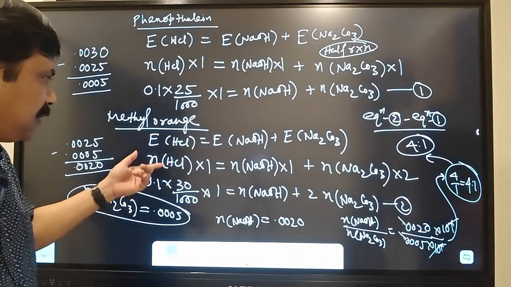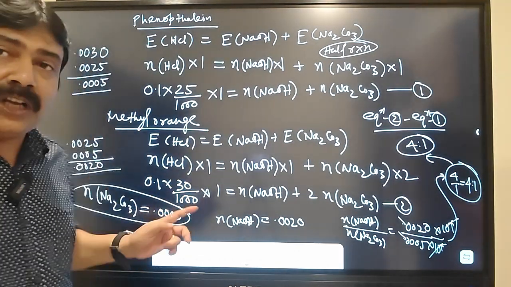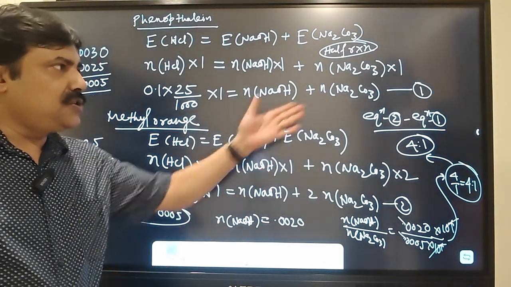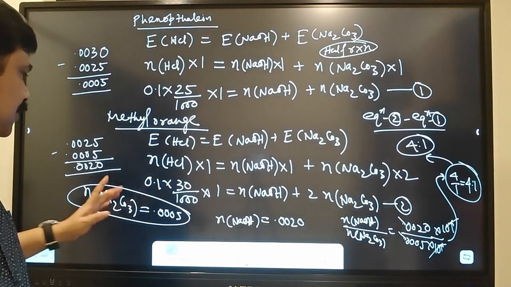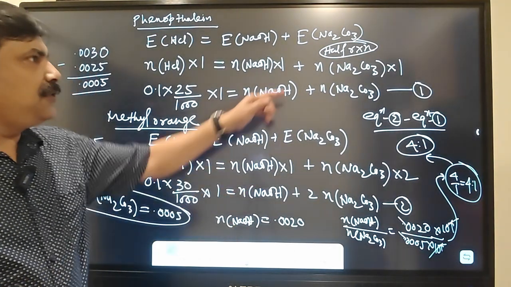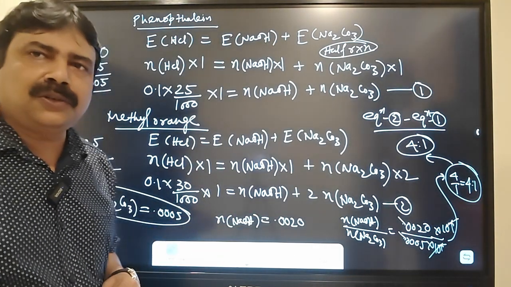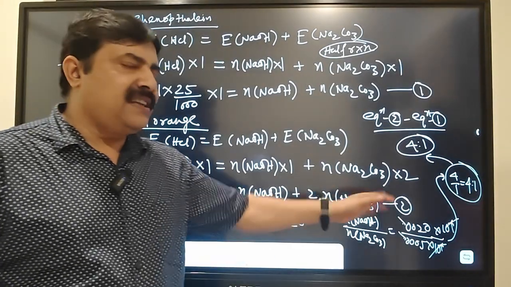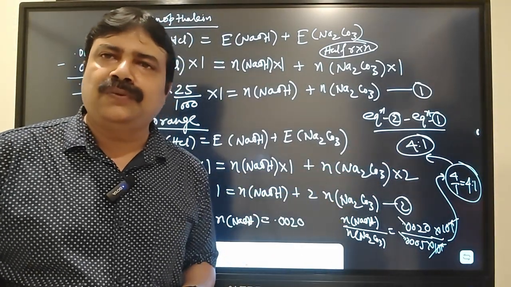For all the data, we changed the number of moles in terms of molarity into volume of the solution in liters, and then we got 2 equations. We did equation 2 minus equation 1, and then we got the number of moles of Na2CO3 equal to 0.0005. Putting that value into equation 1, we got the number of moles of NaOH equal to 0.0020. So we got both numbers of moles, and then we took the ratio, and only then did we get the molar ratio, which is 4:1.